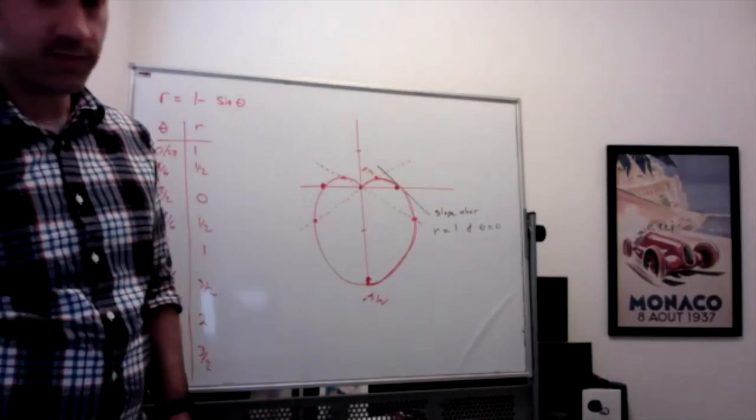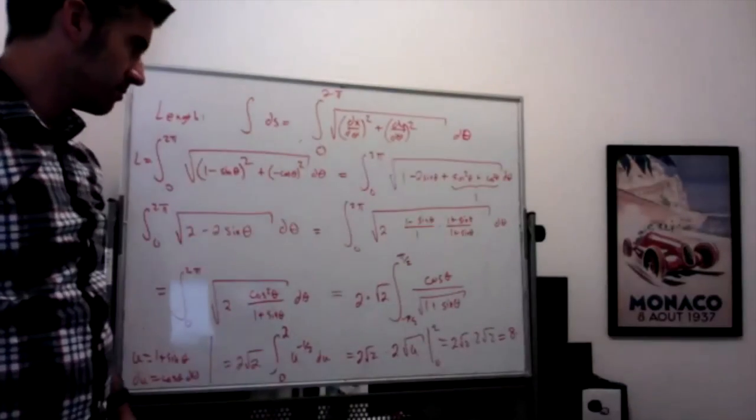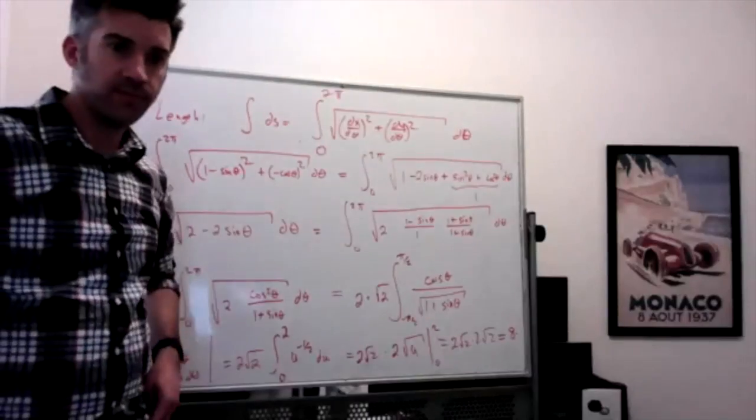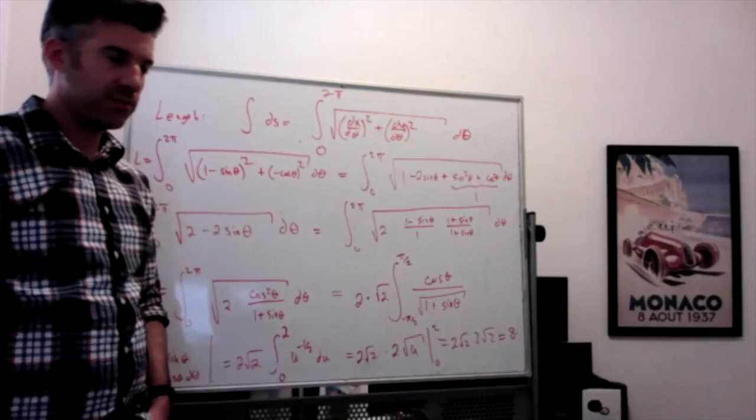Wait, James. Yeah. The 8 units, is that just the perimeter? Yep, that's the perimeter. Oh, okay. Just want to make sure. Thank you. Yeah, of course.